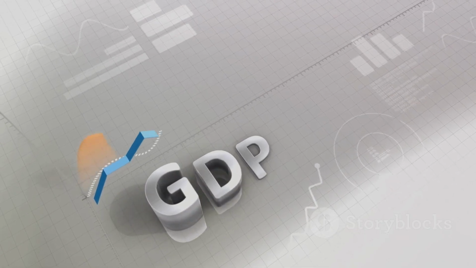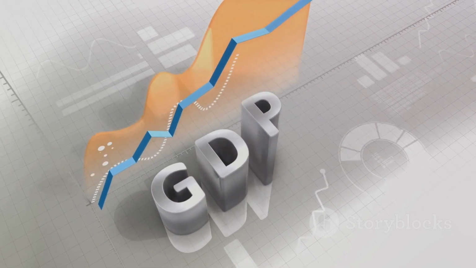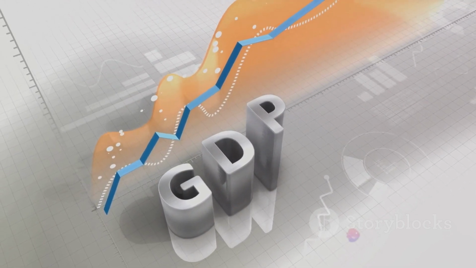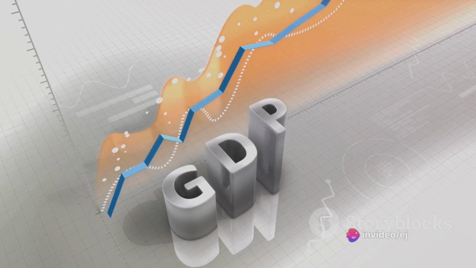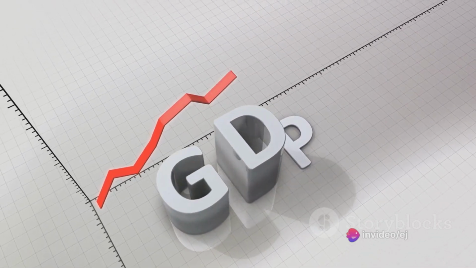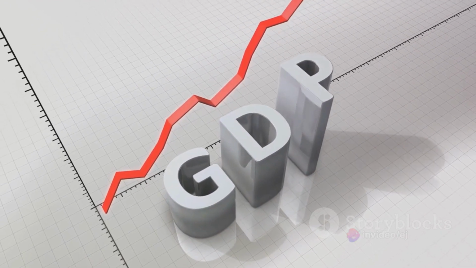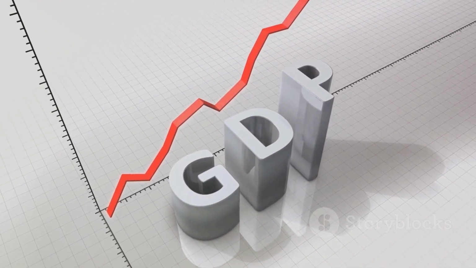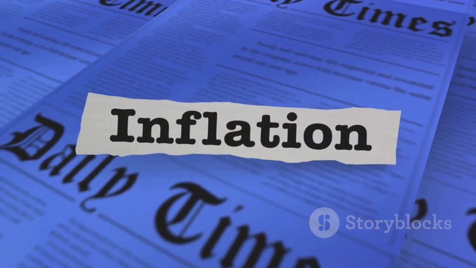The first waypoint on this economic map is gross domestic product, or GDP growth. It's the measure of a country's total economic output. If the GDP is growing, it might signal a booming economy and potentially profitable investments. But if it's shrinking, well, that might be a storm on the horizon.